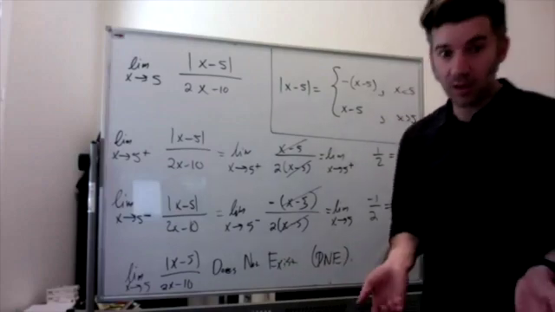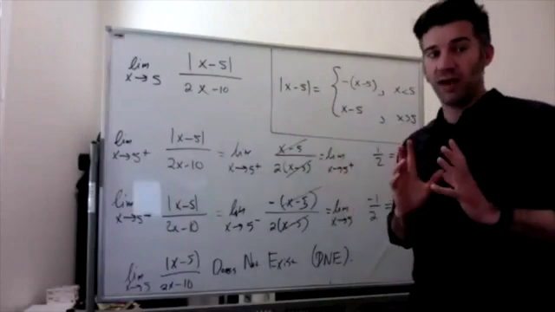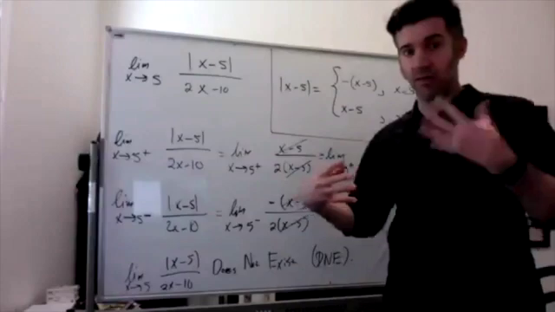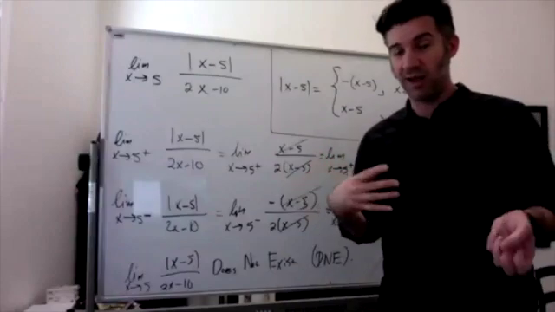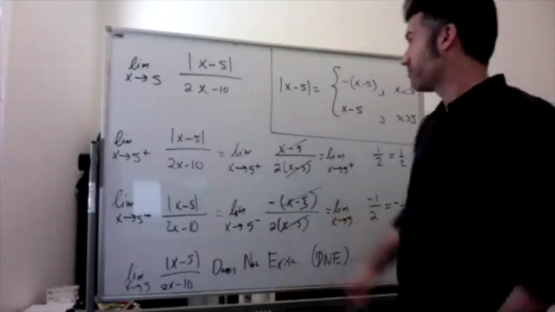So typically, when you're dealing with a limit that's involving an absolute value, you almost always have to break it up into a left-hand side limit and a right-hand side limit and see if they're equal to each other or not. And most of the time, they are not equal to each other.